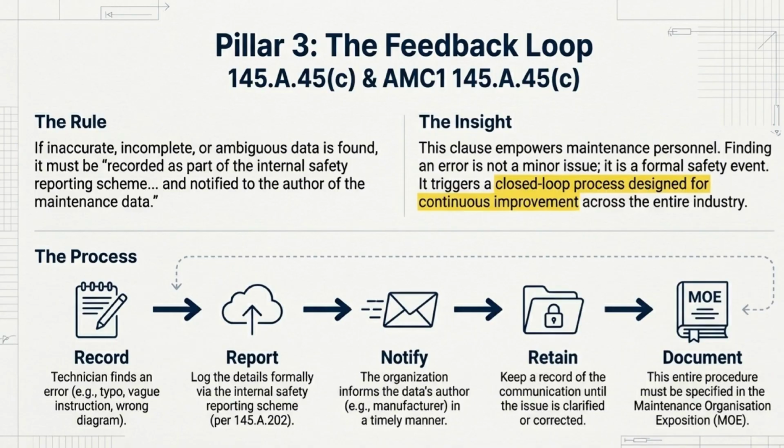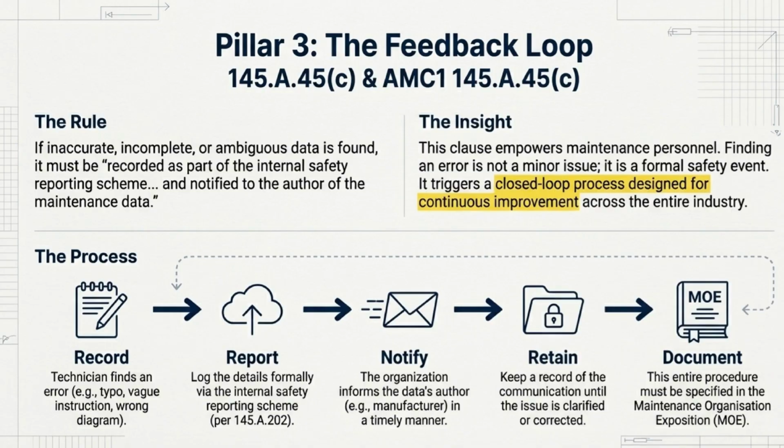This clause really empowers the maintenance teams. It highlights their proactive responsibility. It's not about just blindly following instructions. It's about actively spotting flaws. Could be a typo, missing info, or maybe instructions that are just vague and leave room for error. And critically, it links this discovery directly to the internal safety reporting scheme. So finding an error isn't just a quick note in the margin. It becomes a formal safety report. This ensures the problem is tracked, documented, and crucially reported back to whoever wrote the data in the first place. It creates that vital feedback loop.